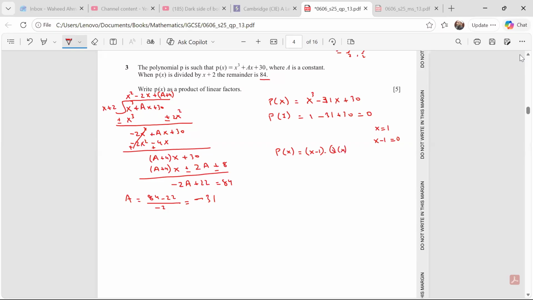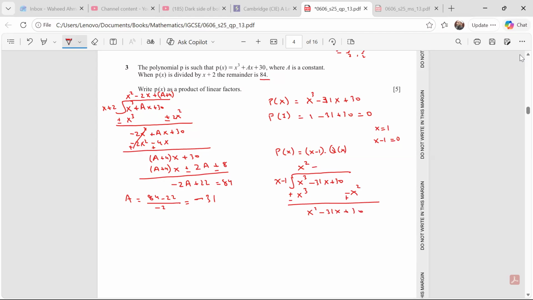Let me call it some other polynomial, right? How can I find this other polynomial? I can find this by dividing the given polynomial x cube minus 31x plus 30 by x minus 1. Okay, so this will become x square. So it is x cube and minus x square. Subtract, this is plus, plus become minus, this is cancelled. So I have x square minus 31x plus 30.